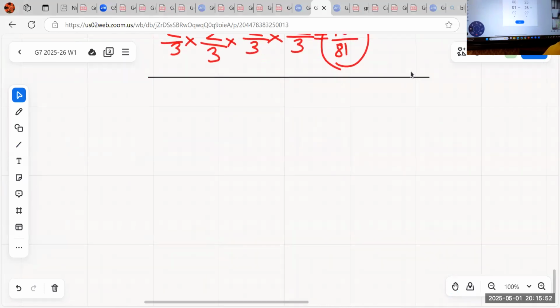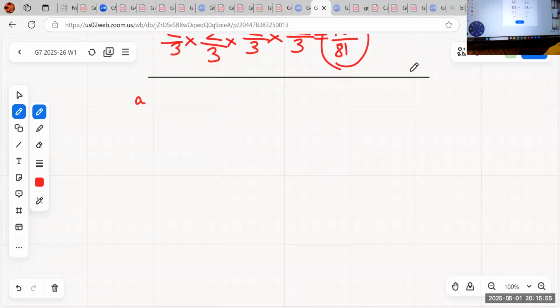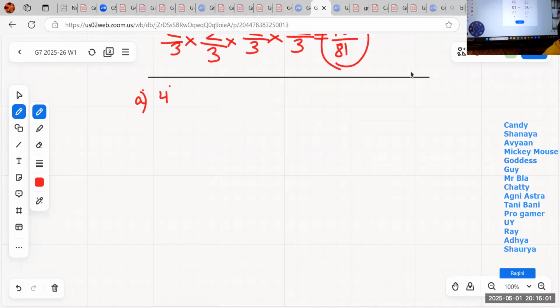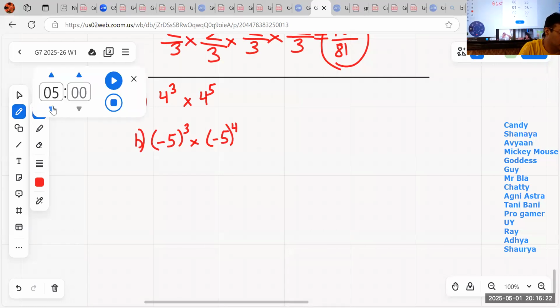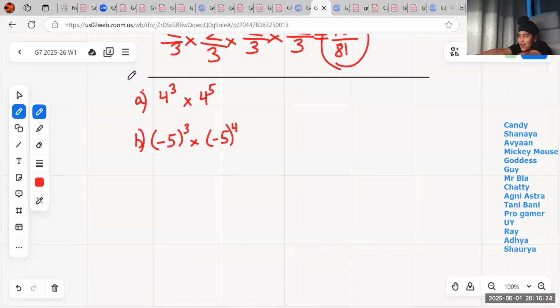Okay. So question 1. In question 1, you have to write in exponential form. So I am giving 3 questions or 2? 2 or 3? So 2.